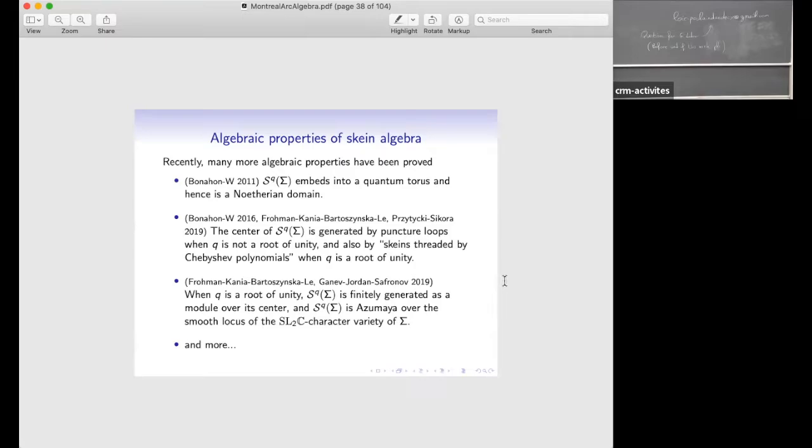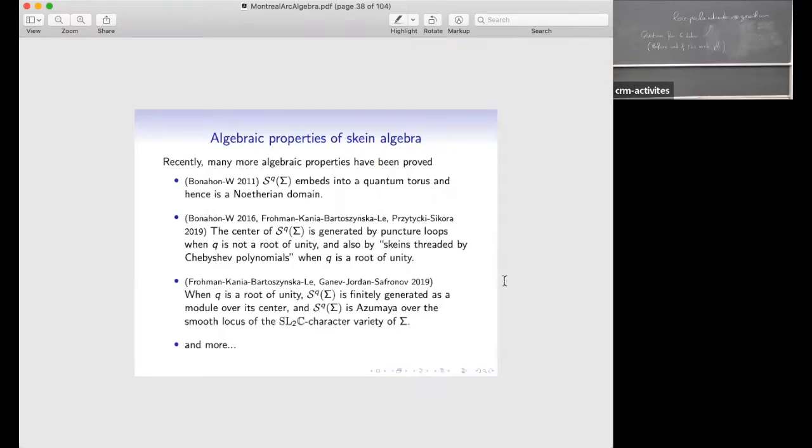I don't want to really talk about it, but you can ask me later: if you take a loop, then you can color it by a Chebyshev and then get central elements. And this Chebyshev is not the normal Chebyshev associated to UQ SL2. It's the other one. It's the cosine one, not the sine one. There's one that starts with 1 and one that starts with 2. This is the one that starts with 2.